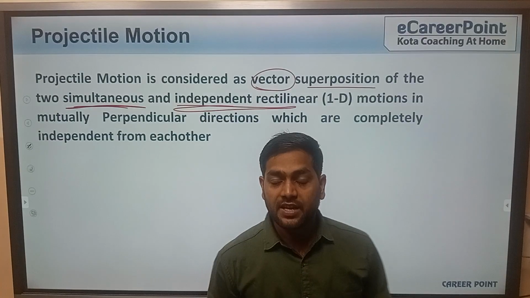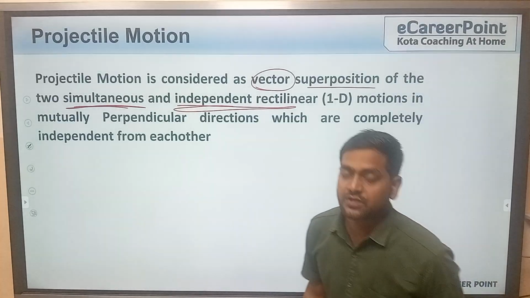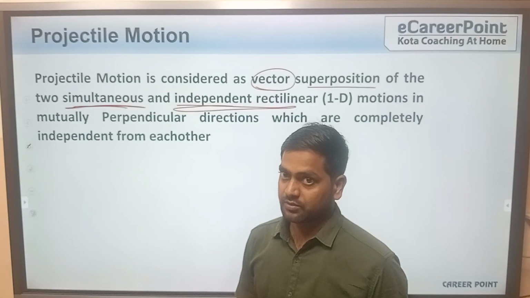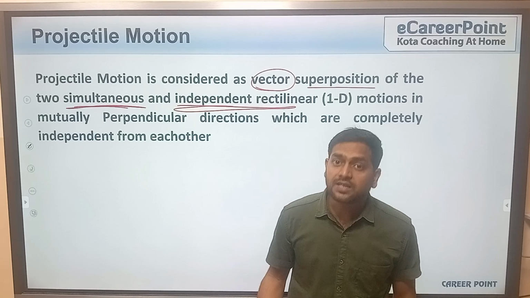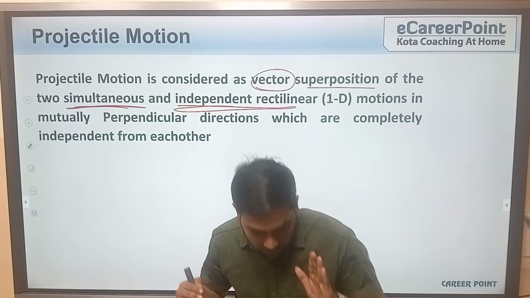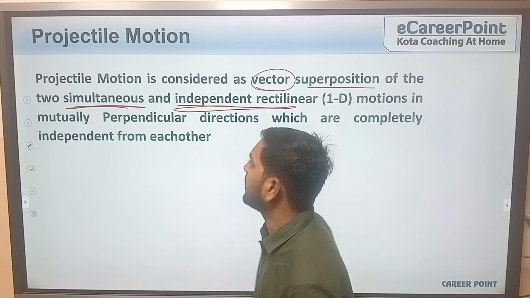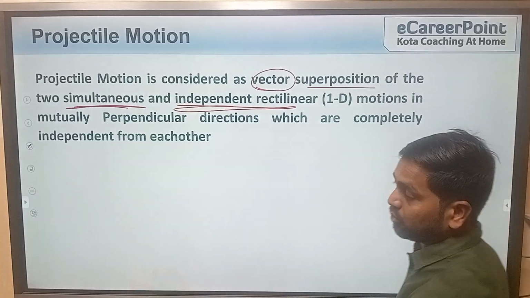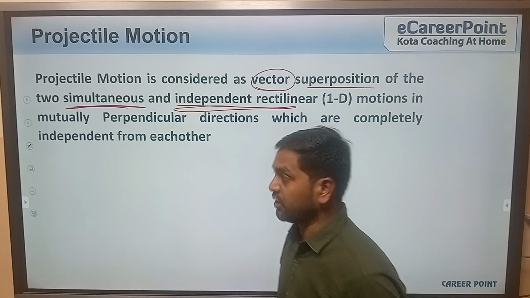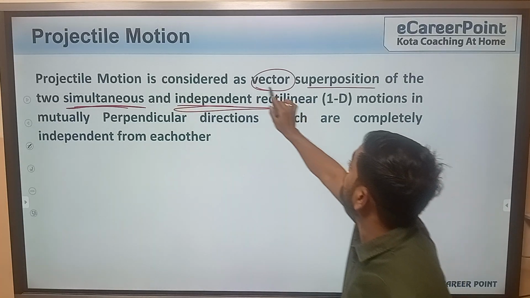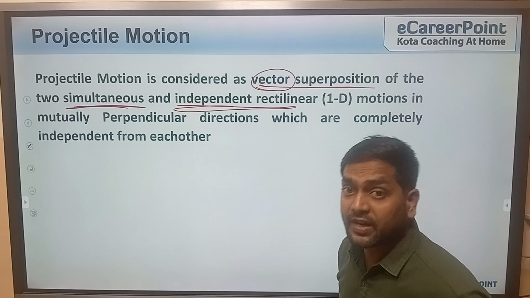To determine the projectile motion, first we need to know about two-dimensional motion, right? So what is two-dimensional motion? It is nothing but two one-dimensional motions acting at one time. So we can call that a two-dimensional motion. Projectile motion is considered as a vector superposition. What is vector superposition?